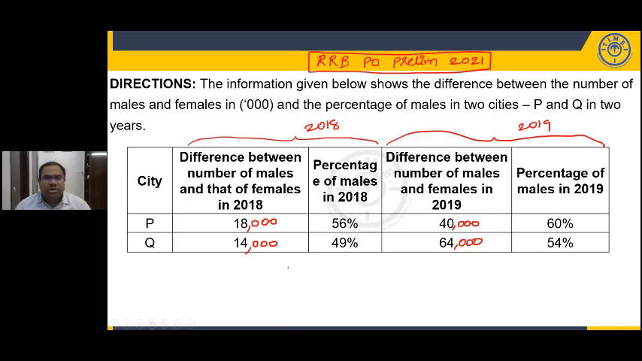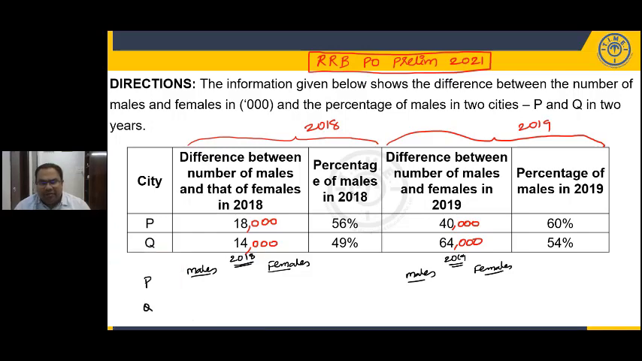Most of the questions will be males here, females there, females here, males here. So it is better when you see that this table is not the complete data. You don't have how many males, how many females. That information is not clearly given. So it is better you find out the number of males and females in P and Q in 2018, and similarly in 2019. There are only 2 cities now, P and Q. Let's find out how to find. That is important here.